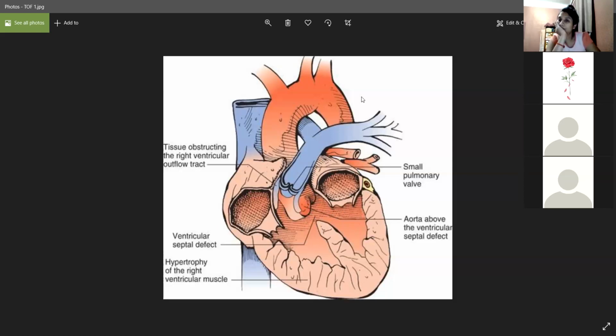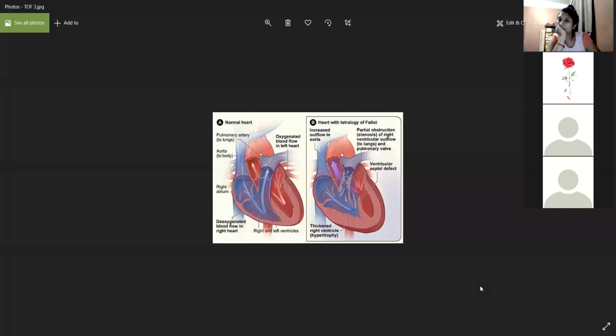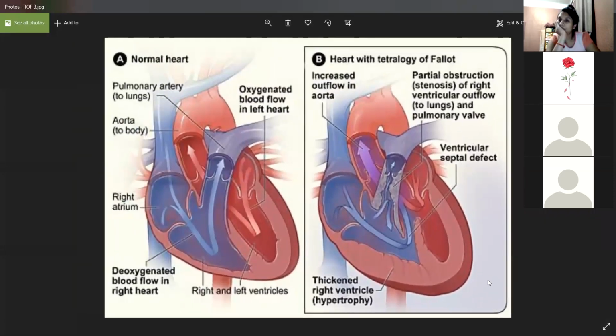Next component of that is overriding aorta. Now, what does that mean? Overriding aorta. Let me show this to you. On this side is your normal heart, and on this side, the one in the box B, is your heart in tetralogy of Fallot. Now, what does that mean?